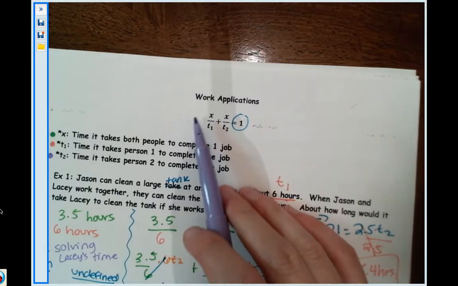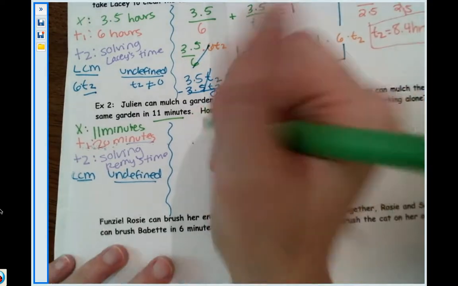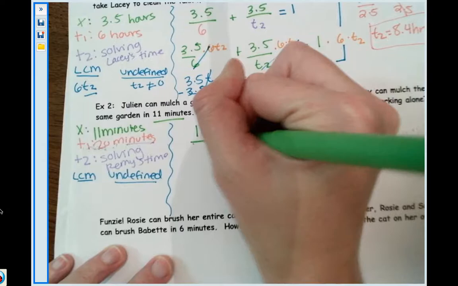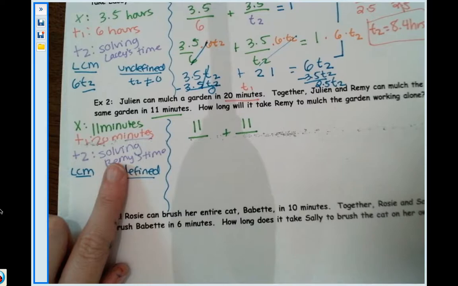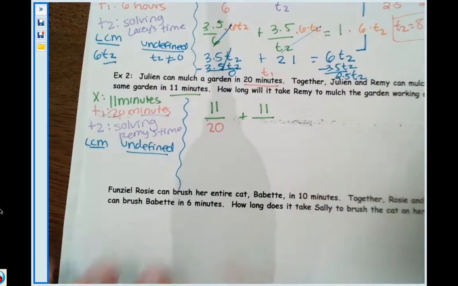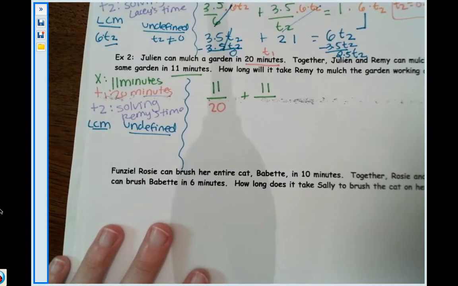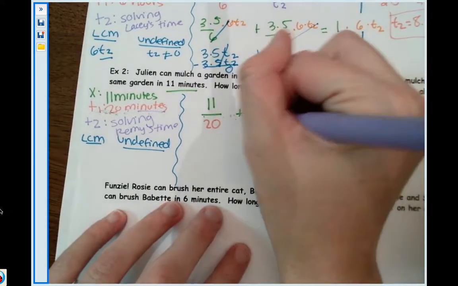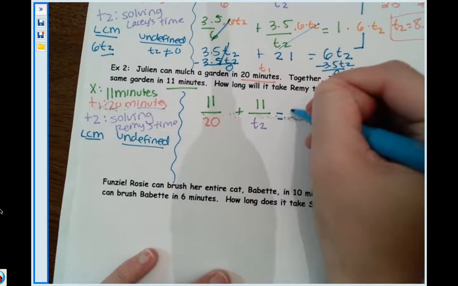So the formula says we put our combined times in the numerator, or our x's, so I'm going to be throwing this 11 up in both of my numerators. So 11 plus 11. Alright, and in my first denominator goes t sub 1, which is my 20 minutes, so I'm going to put 20 in my first denominator. My second denominator, we put our t sub 2, which is what we're solving for, so I'm just going to write t sub 2. And then equals our one completed job.